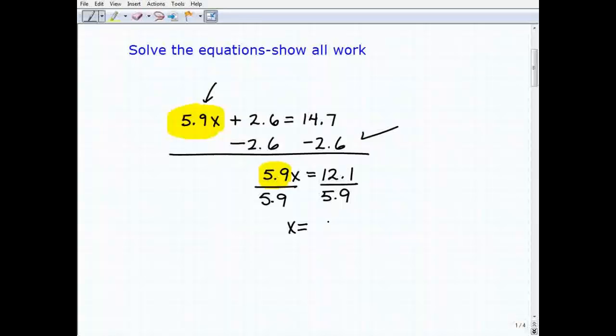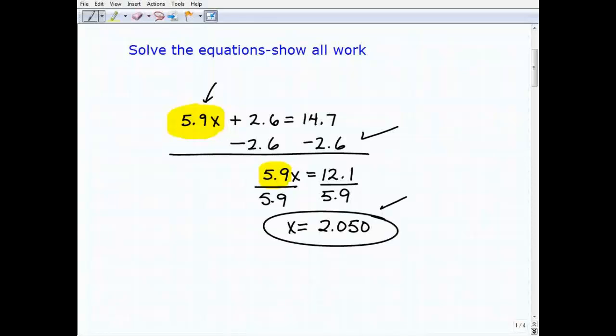And I get 2.050. I'll go ahead and just keep it right there. If you're getting that decimal, I'm not going to bother writing all the digits out. If you're getting essentially 2.050, then you did the problem correctly.